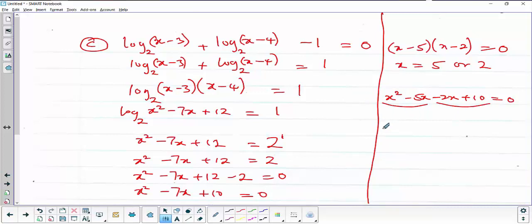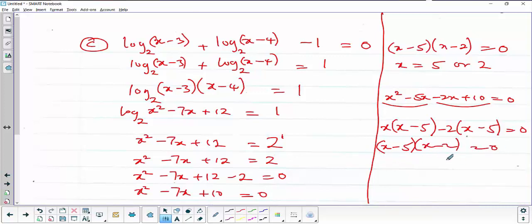Factorize it now. x is common there, so we have x left, minus 5 left. What is going to be common here? Minus 2 is going to be common. We are going to have x here, and minus 5 here, equal to 0. So we can see we have the same thing inside the bracket, x minus 5, and then you combine whatever you have outside the bracket together, x minus 2 equal to 0. So this is the factorization, which is not different from what I got there. It's still the same thing.